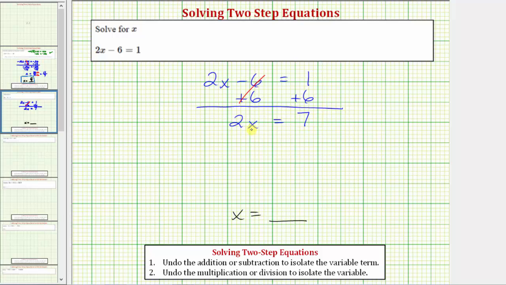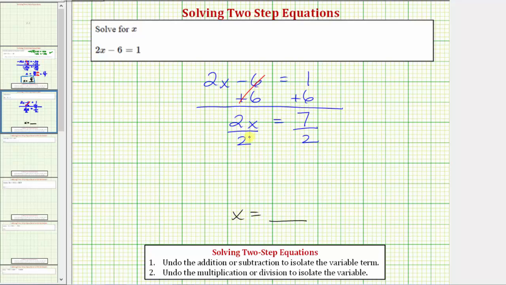Now again, because 2x means 2 times x, the second step is to undo this multiplication. To undo multiplying by 2, we perform the inverse or opposite operation, and therefore our second step will be to divide both sides of the equation by 2. Dividing by 2 will undo multiplying by 2, and therefore we also divide the right side by 2.